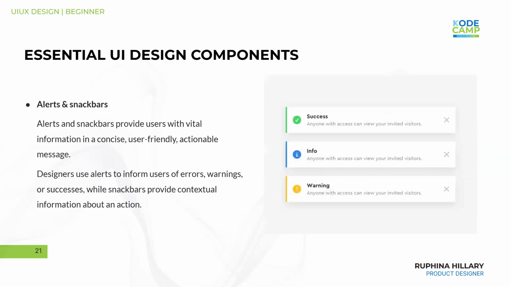Right. So we also have the alerts and the snack bars. So we see this everywhere. Let's say you do something, you get a success notification, or you get a warning notification, or a danger notification. So these are alerts, right? And there are different scenarios where we might have to alert our users. It's something that is repetitive. Let's say I downloaded something.